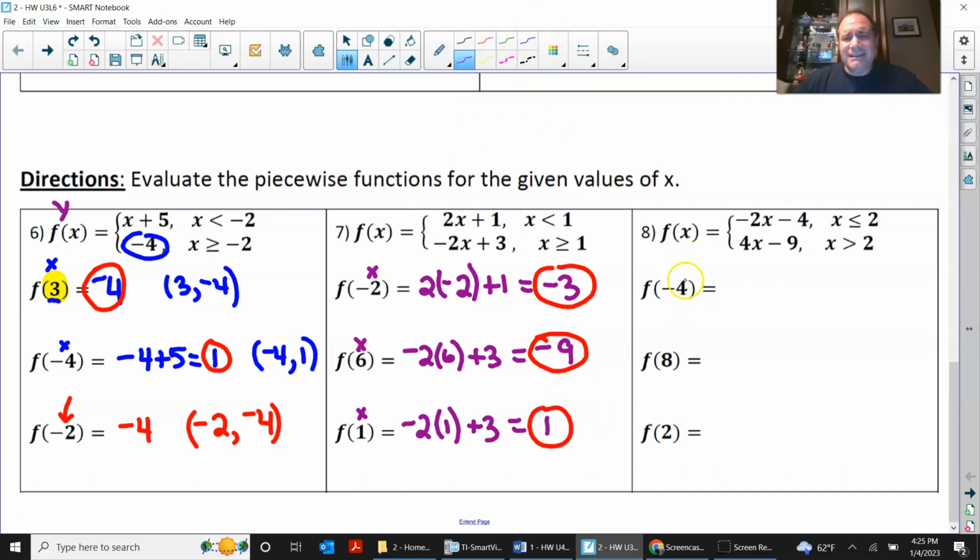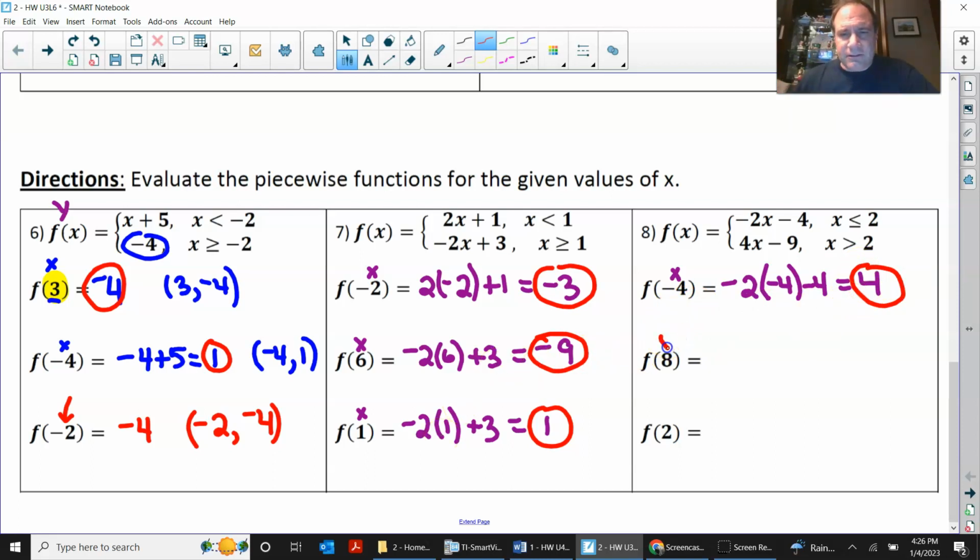To go on to number 8, we have -4 as an x. Let's see which domain satisfies that. -4 is less than or equal to 2. So that means it's -2 times -4 minus 4. You can put this in the calculator; you don't have to do it by hand, or in your head. -2 times -4 is +8. +8 minus 4 is 4. And that would be your answer. When x is -4, the y is 4. It's like an input and an output.